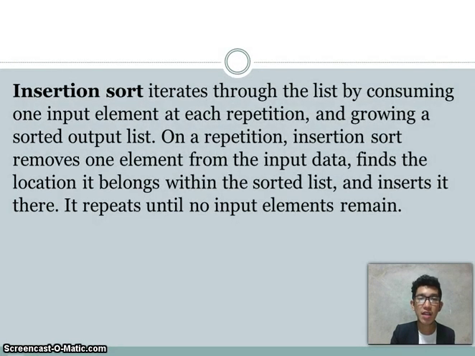Insertion sort iterates through the list by consuming one input element at each repetition and growing a sorted output list. On each repetition, insertion sort removes one element from the input data, finds the location it belongs within the sorted list, and inserts it there. It repeats until no input elements remain.